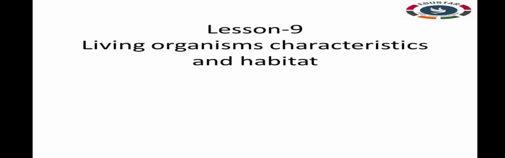Now take your classwork note. Okay, already you are writing in the classwork, right? Take that note, take a new page, write the lesson heading. Lesson 9, Living Organism Characteristics and Habitat. Use black stick pen to write in the first blue line. Okay, Lesson 9, Living Organism Characteristics and Habitat.